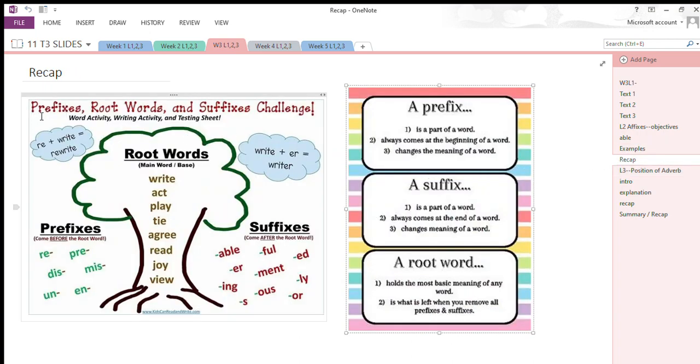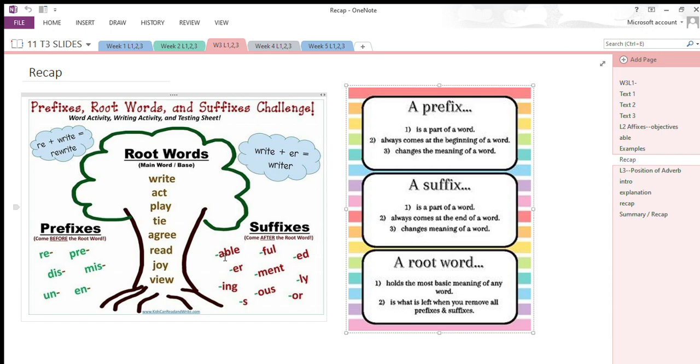Here is a quick recap. Prefixes, root words, and suffixes. What are the root words? They are the main or the base words like write, act, play, tie, agree, read, joy, and view. When you add prefixes with them, it means you add words before the root word. Write, if you add re before it, it is rewrite or prewrite. React, replay. Then untie, disagree, reread. Enjoy, review. When you add suffixes, it means you add words at the end.